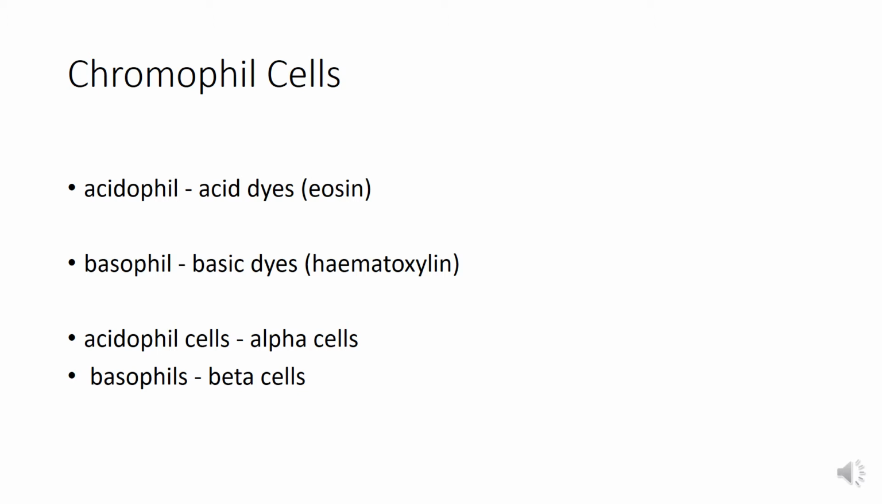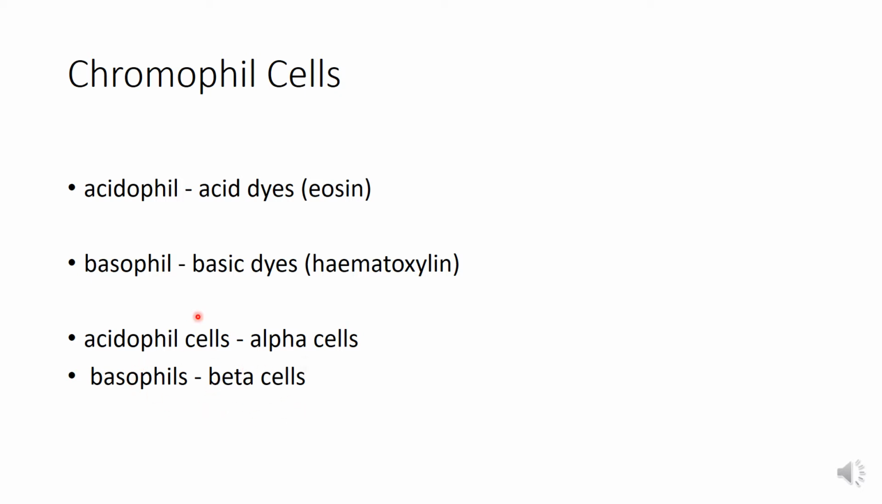Chromophil cells, depending upon which color they take up, are divided into acidophilic cells and basophilic cells. Acidophilic cells take up acid dyes, that is, they stain with eosin, whereas basophilic cells take up basic dyes, that is, they stain with hematoxylin. Acidophilic cells are also called alpha cells, and basophilic cells are also called beta cells.